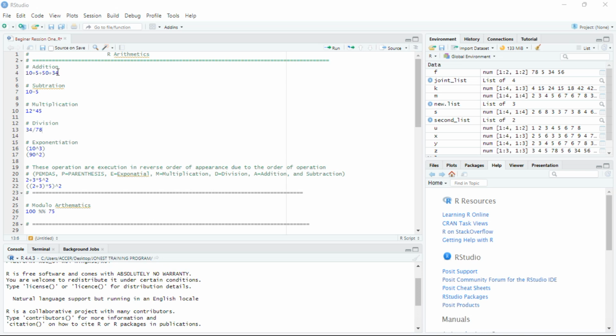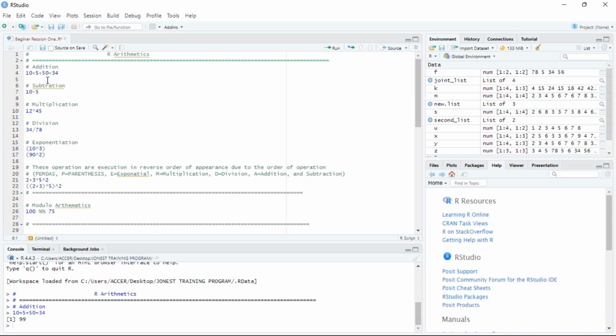So for addition, if we have this, as you can see on my screen, 10 plus 5 plus 50 plus 34, it's normal addition. Once you code this nicely in R and then you execute, it's surely going to come. You just put your cursor here, and then run. Once you run, you see R has given us the addition of 10 plus 5 plus 50 plus 34, which is 99.